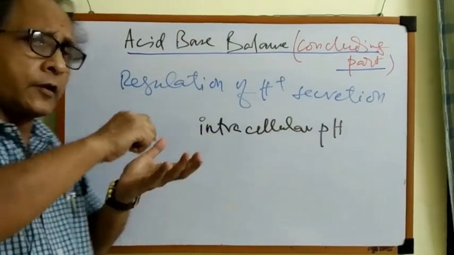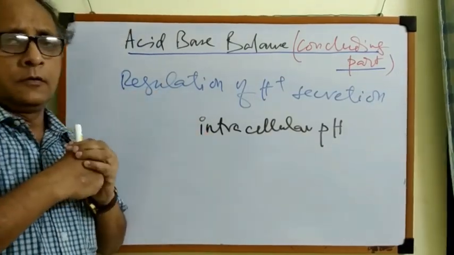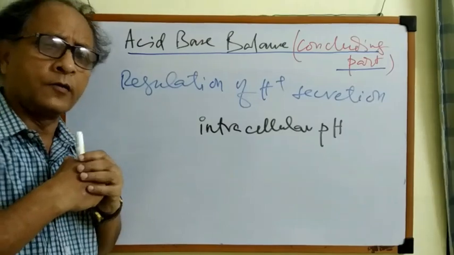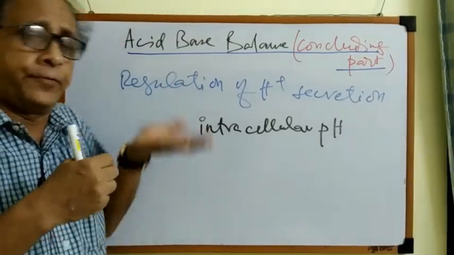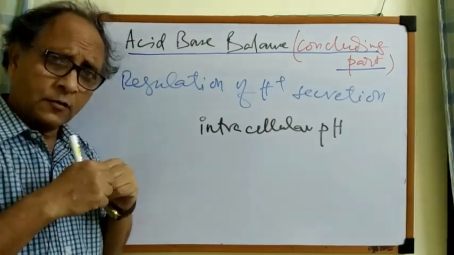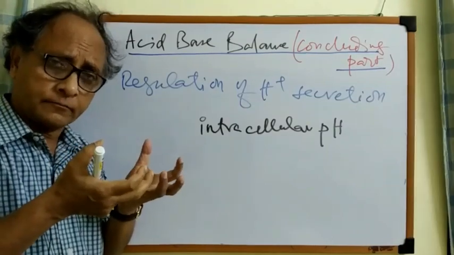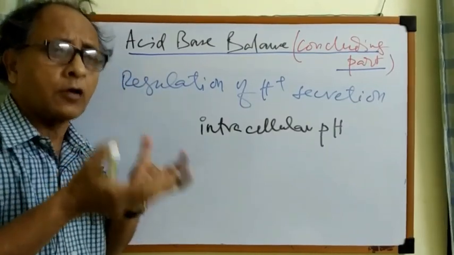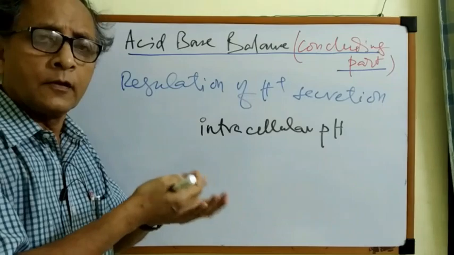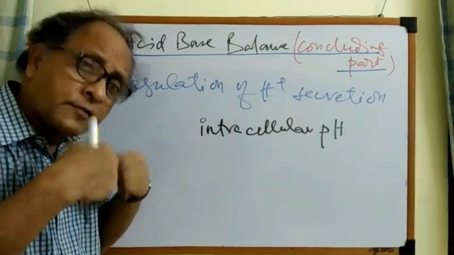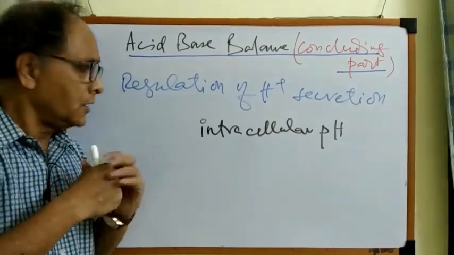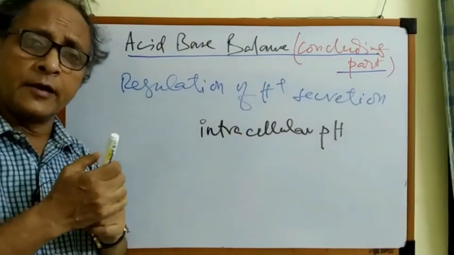As the intracellular pH is going down, the hydrogen ion secretion across the tubular epithelium will increase. As the intracellular pH is going up, the hydrogen ion secretion across the tubular epithelial cell decreases. So in case of intracellular acidosis, or increased hydrogen ion concentration inside the cell, H plus ion secretion will increase, and decreased H plus ion concentration in the intracellular fluid will lead to decrease in the H plus ion secretion through the tubular lumen. So this is a very important regulatory factor.